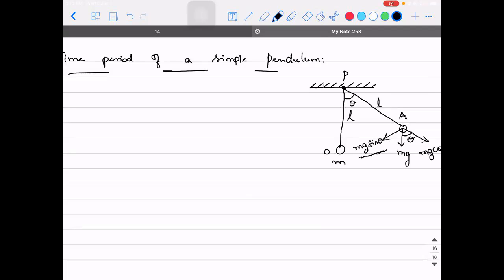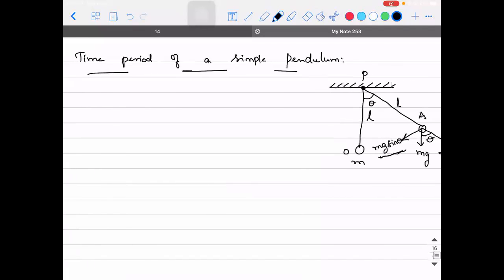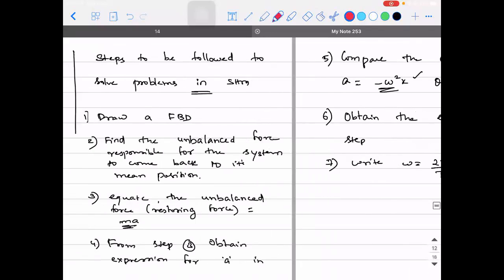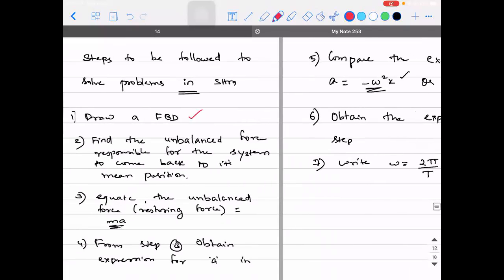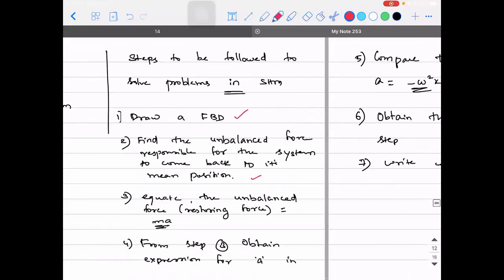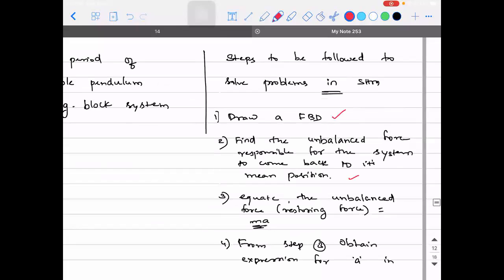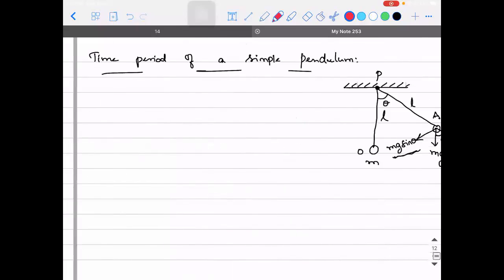Correct? Now my question is, let's verify whether we have followed the steps. I've drawn the free body diagram. I found out what the unbalanced force is, which is responsible for the object to come back. So how did you find the unbalanced force? Because I showed, no.